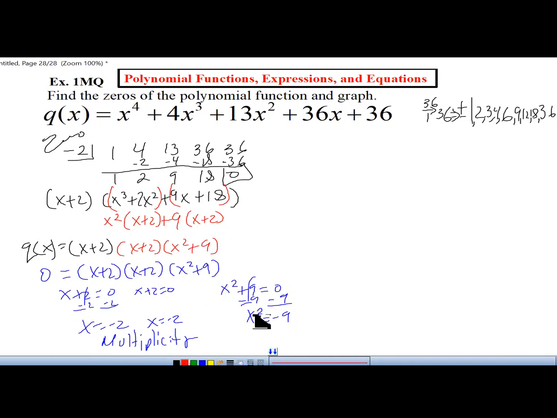How do we cancel that squared? Square root, x equals plus minus. What is the square root of negative 9? 3i. And what do you know? This is a complex 0. There's two of them, a positive and a negative. And over here we have a what? A rational 0.